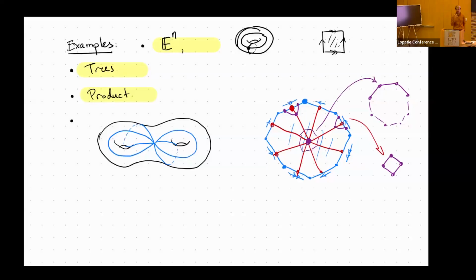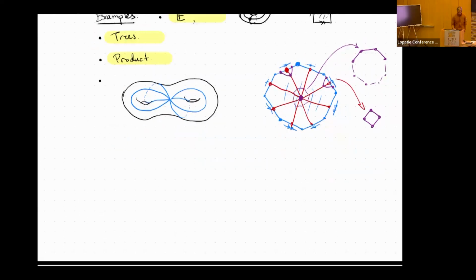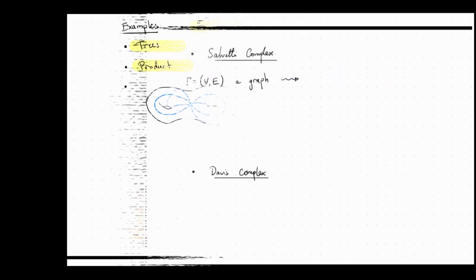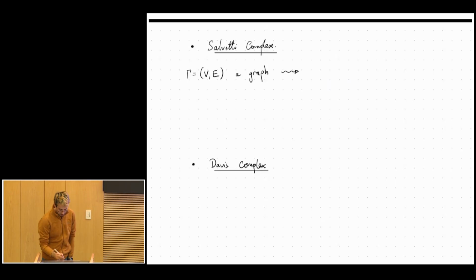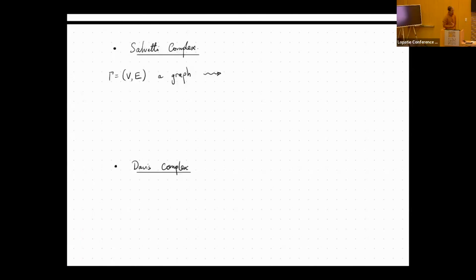Okay, and the blue guy I leave you to compute. Check that it works. Another important example is what's called the Salvetti complex. So this is a general construction that Danny will use in his talk.